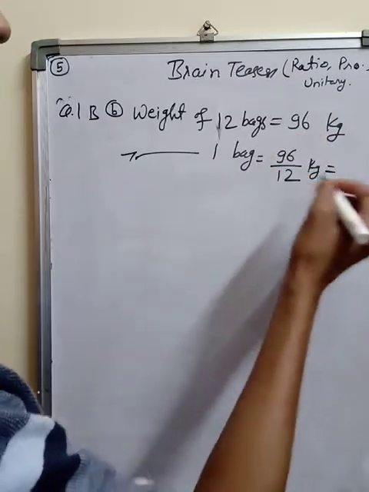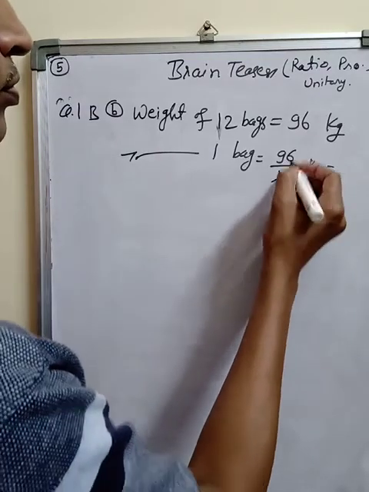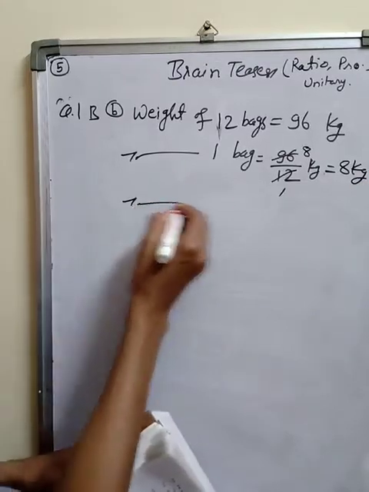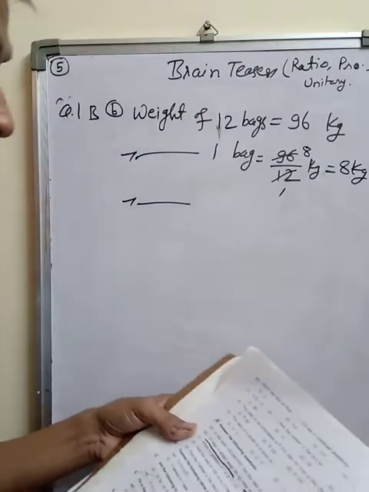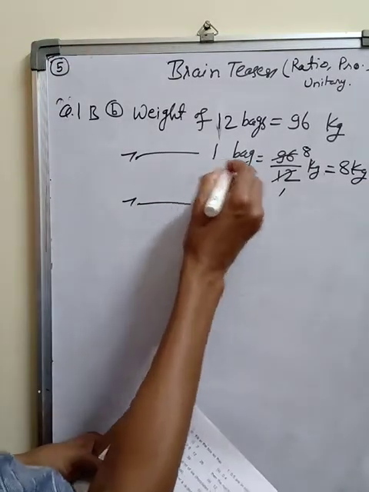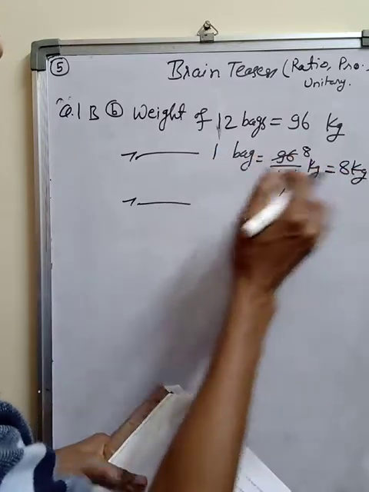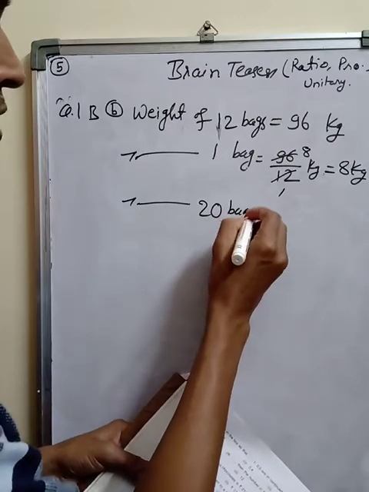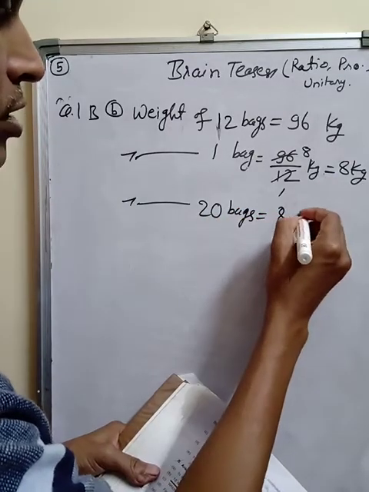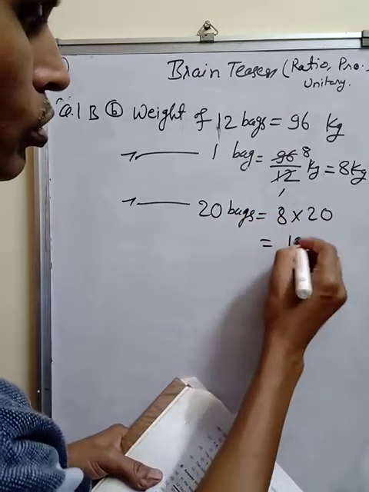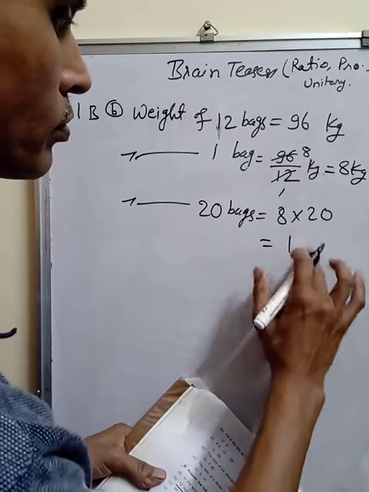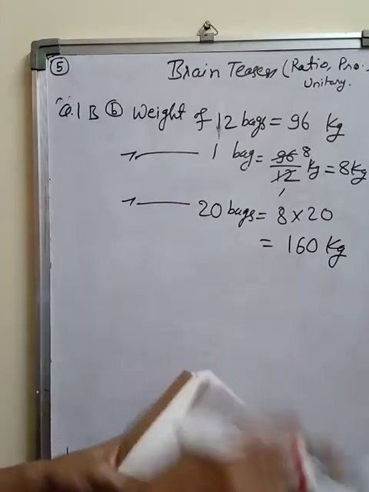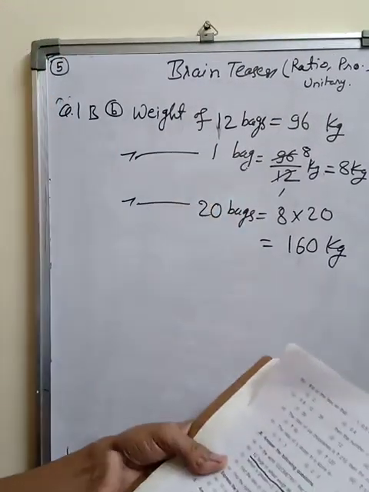It comes under the table of 8. So 8 kg. Then weight of 20 similar bags. The one bag weight is 8 kg, so 20 bags is equal to 8 kg into 20, which is equal to 160 kg. So in this way we will solve by the unitary method.